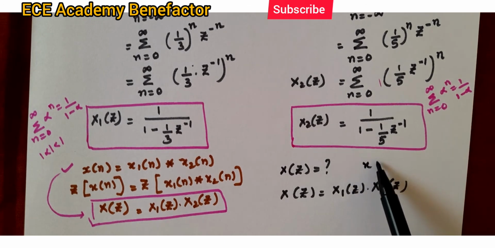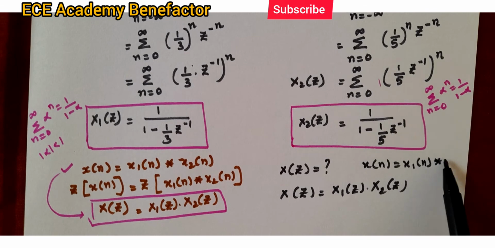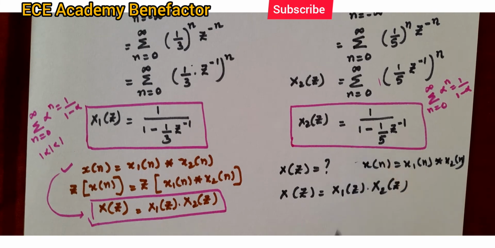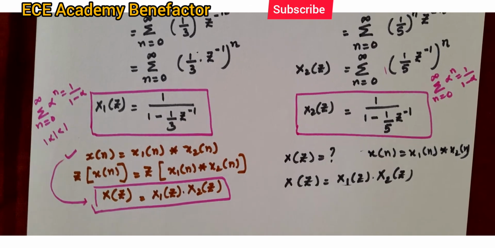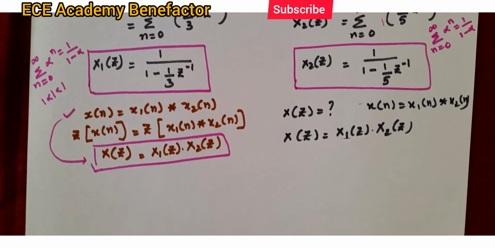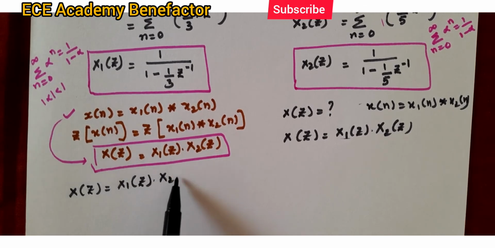What is given in the question? X of n is equal to x1 of n star x2 of n. This is given in the question. So, if you apply z transform to it by the convolution property, you get this one. Now, we have derived x1 of z and x2 of z. Simply multiply them to get X of z. So, X of z is equal to x1 of z dot x2 of z.